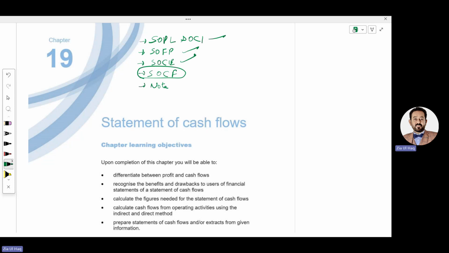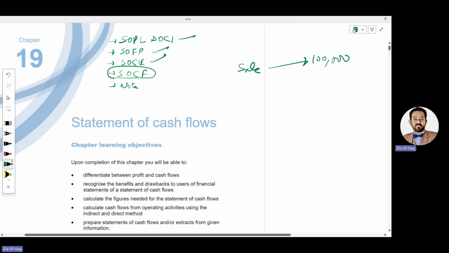Before we start statement of cash flow, suppose a company has made a sale of 100,000. Will the company have a cash of 100,000? Should cash be the same or different? If the company has a sale of 100,000, what could be the amount of cash? Either the same 100,000? No, because there could be some credit sales and some cash sales. So the cash figure could be different from the sale figure.